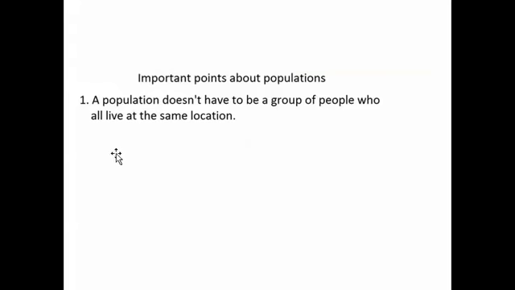So all people living in San Jose are a population. They have something in common because they all live in the same city, but people who are on Facebook are also a population. What they have in common is that they're all on the same social network. And people on Facebook obviously don't all live at the same location.